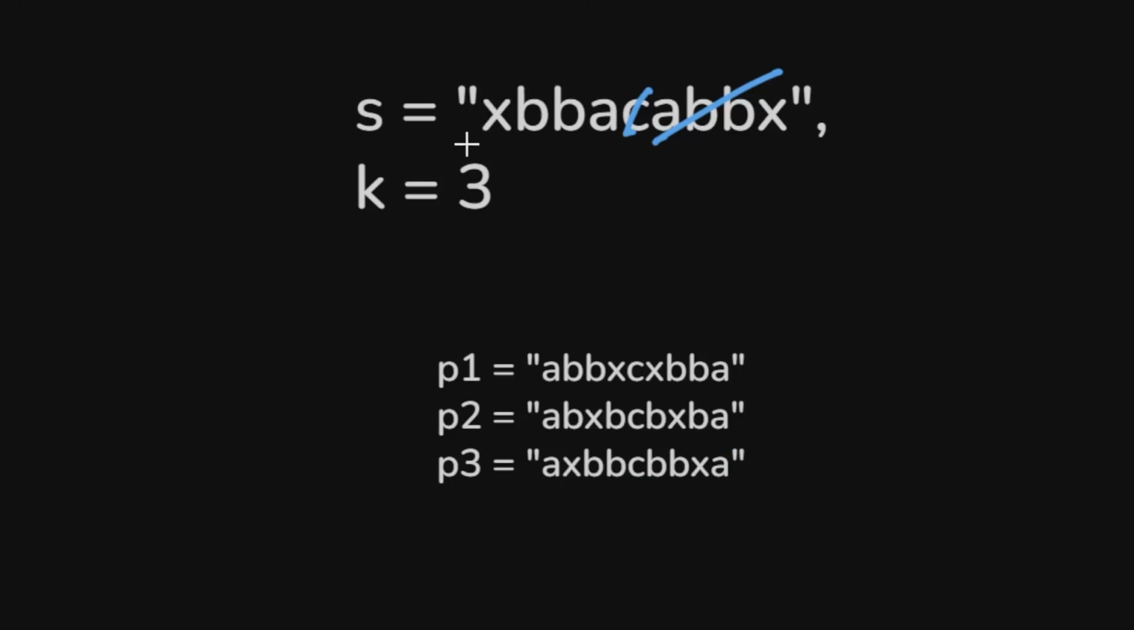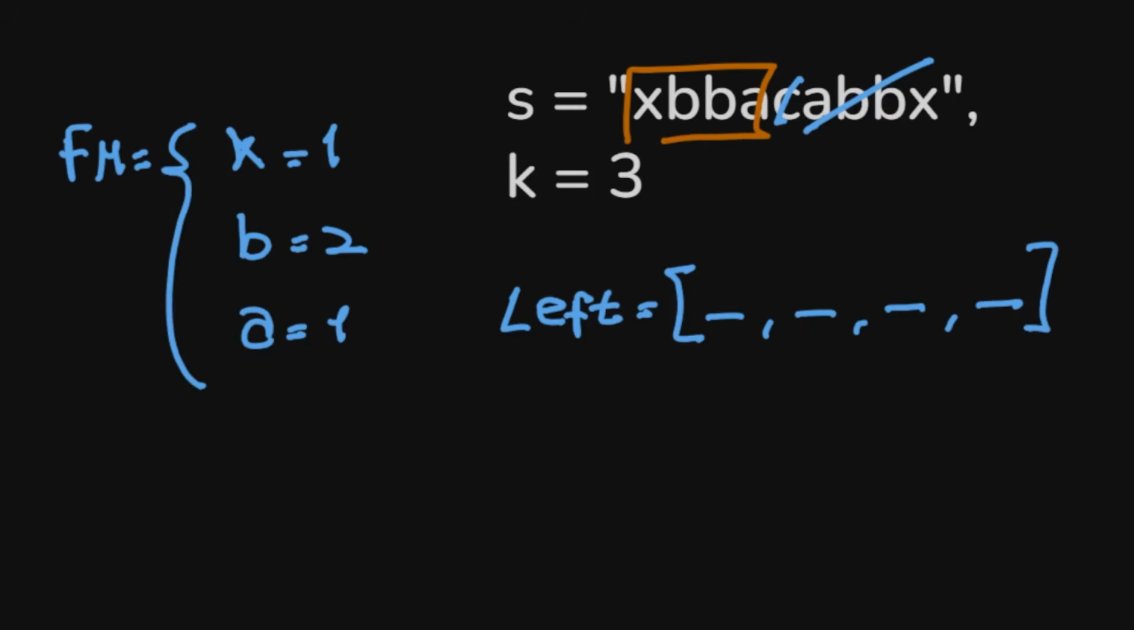The next question is, how do we get the kth lexicographically smallest permutation of this substring? First, we need to know which characters we have available. So we can use a frequency map. In the code, we will use an array, but here we use the map for convenience. We have one occurrence of X, two occurrences of B, and one occurrence of A. And we need to build a string with 4 characters. We are looking for the kth lexicographically smallest string using these elements.